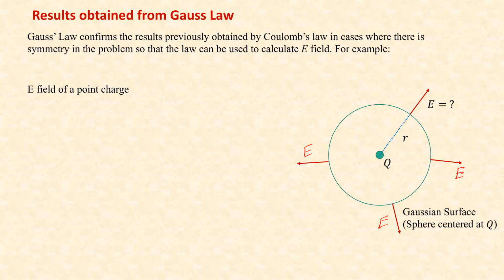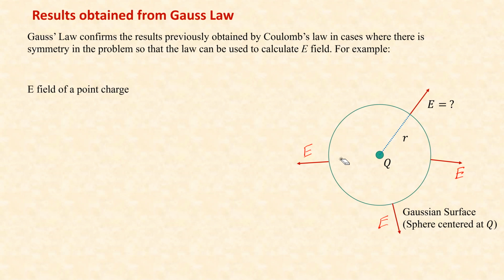Why? Because if they're not the same, it means that there's something special about this direction or that direction or that direction. There is no such thing. So all the directions are equivalent. So from logic, we conclude that the electric field is radial and the same on any point on this surface.